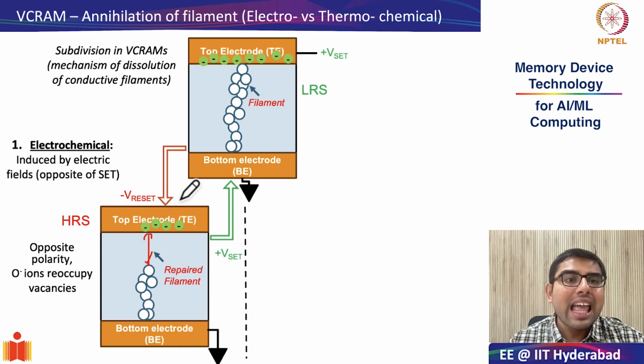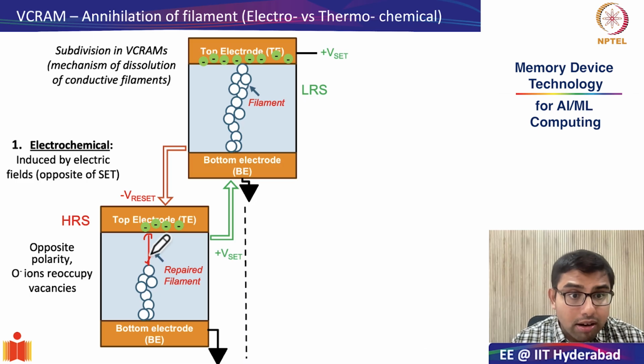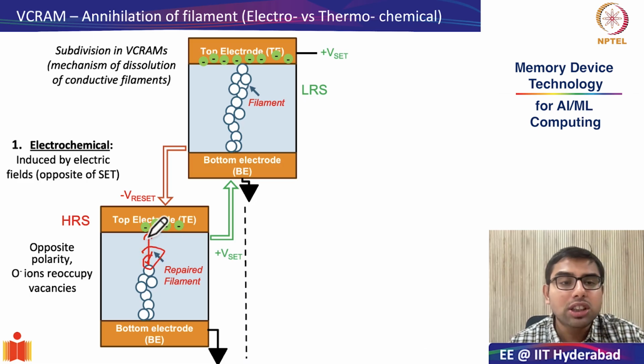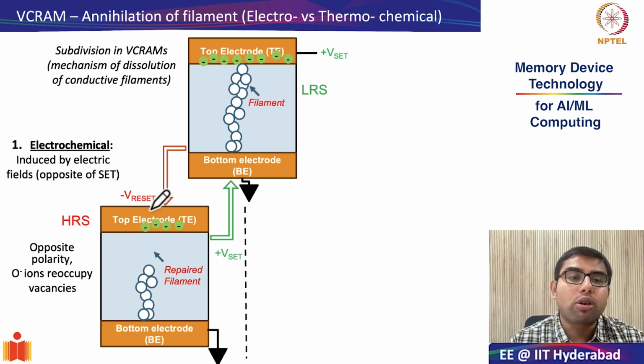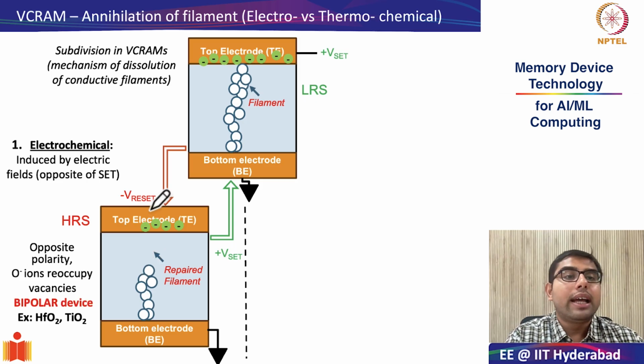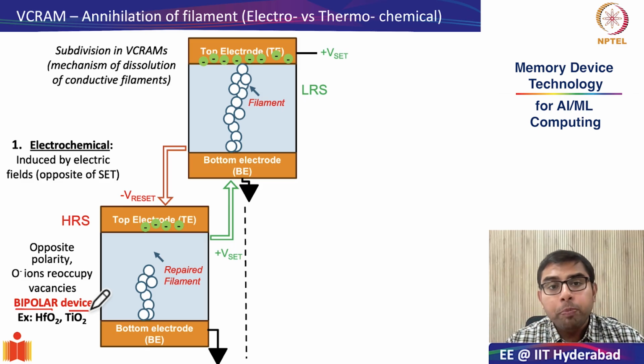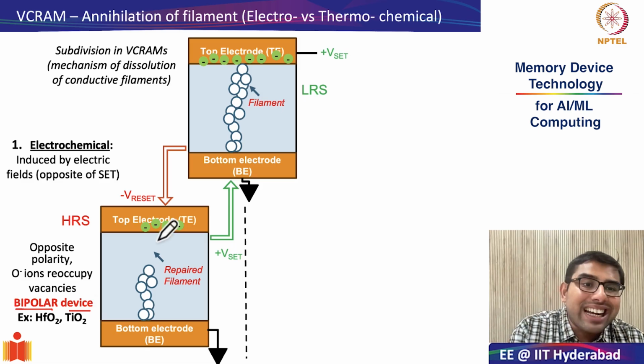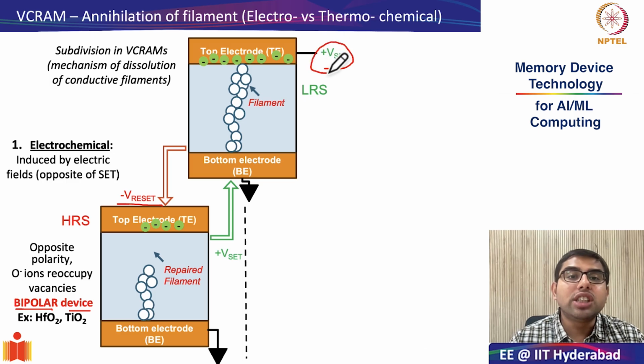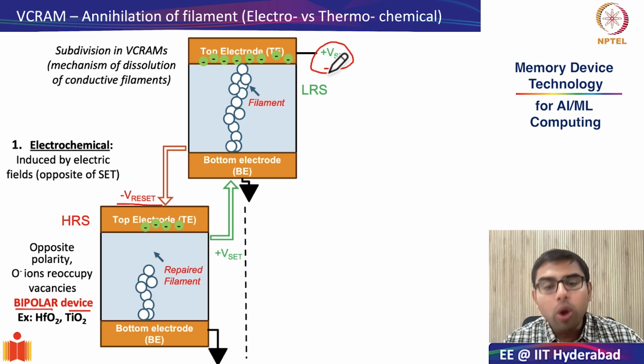When you apply an electric field from the external place, there will be a regrowth of the filament starting from this end only. Why? Because the conductive element or the conductive tip of the filament is closest to the top electrode. And that is why we call electrochemical VC-RAMs as also bipolar devices. What is the meaning of bipolar device? It means that the polarity required for reset is opposite to the polarity which is required for set. Okay, common oxides which show bipolar electrochemical VC-RAM behavior are HfO2 and TiO2.